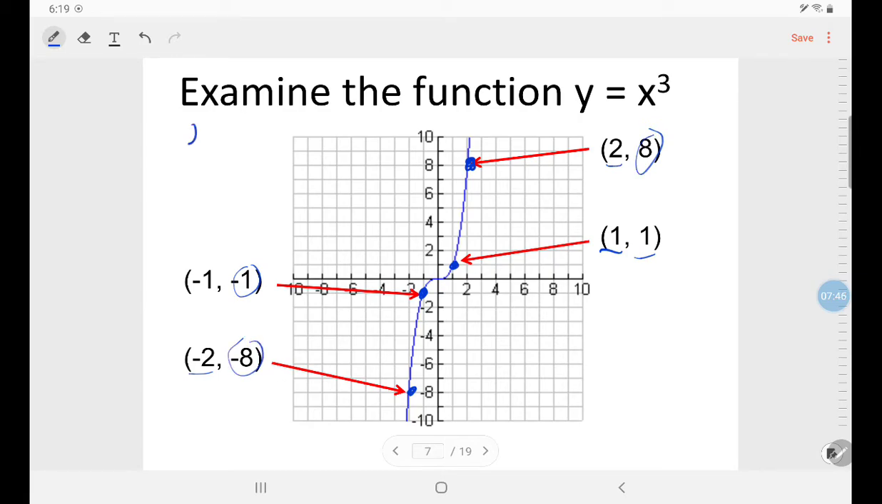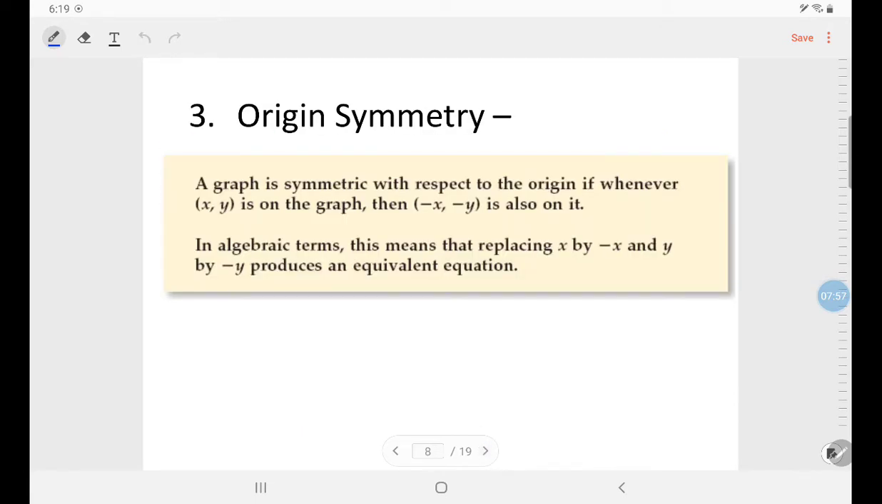That's what happens, or what is called origin symmetry. And if we examine it, again, to be symmetric with respect to the origin, if it has (x, y), then it should also have (negative x, negative y). In other words, not only do I replace x with negative x, but I also replace y with negative y. And that will give you that equivalent expression.